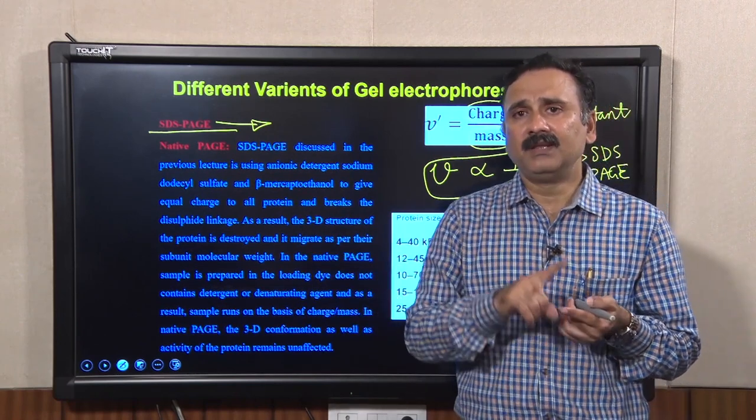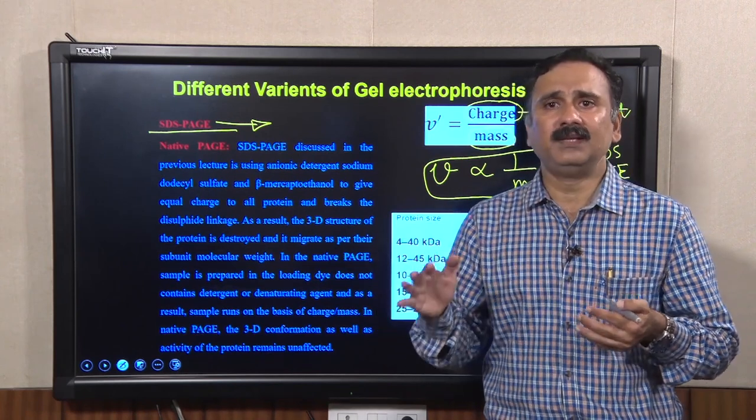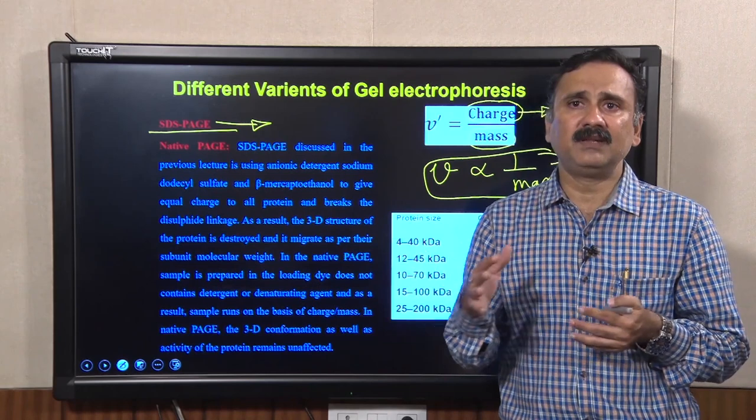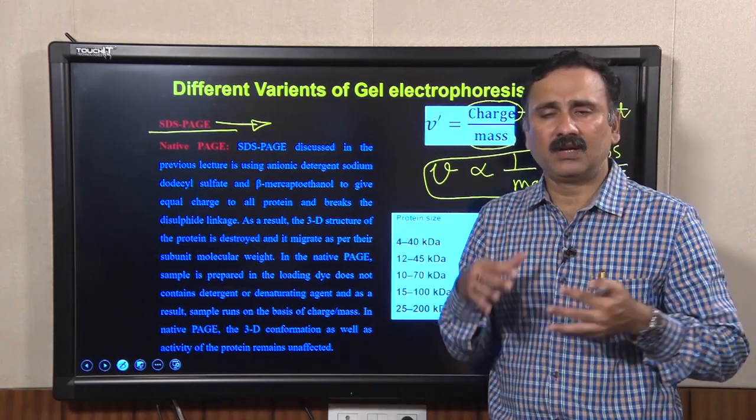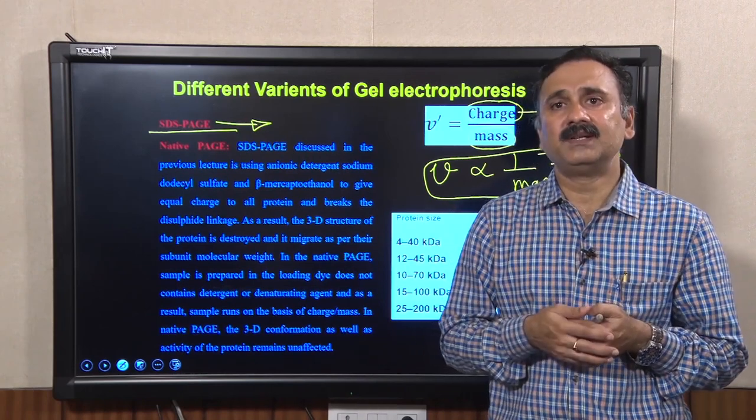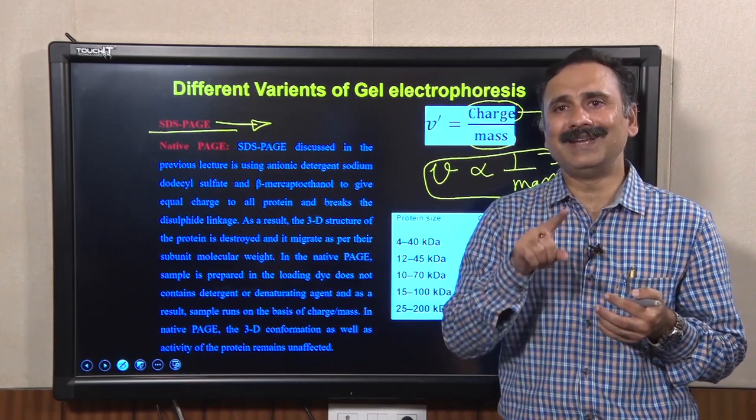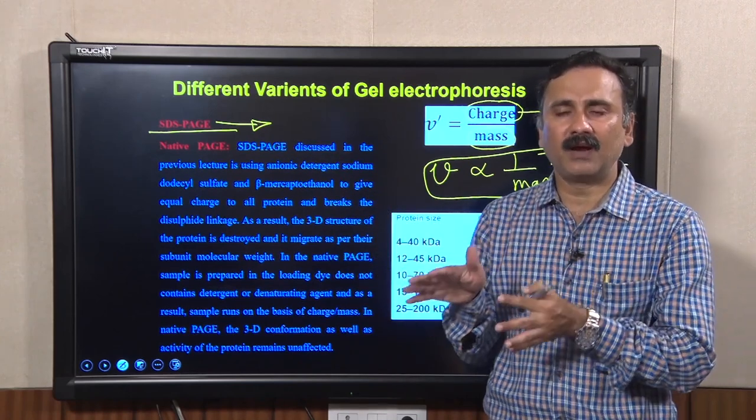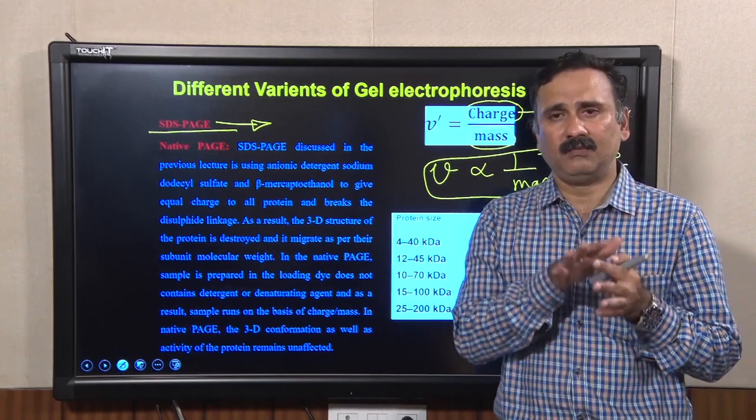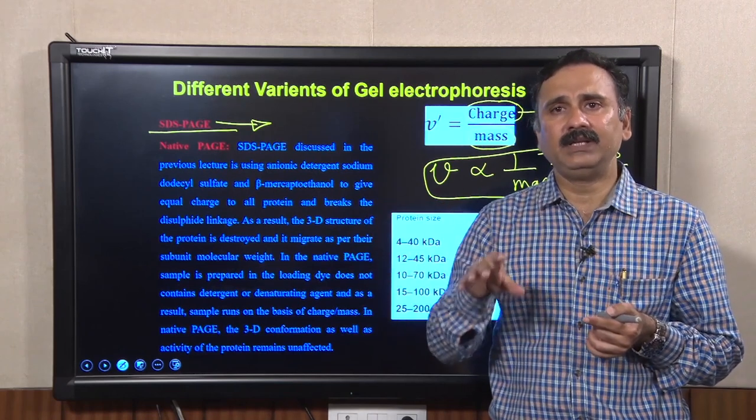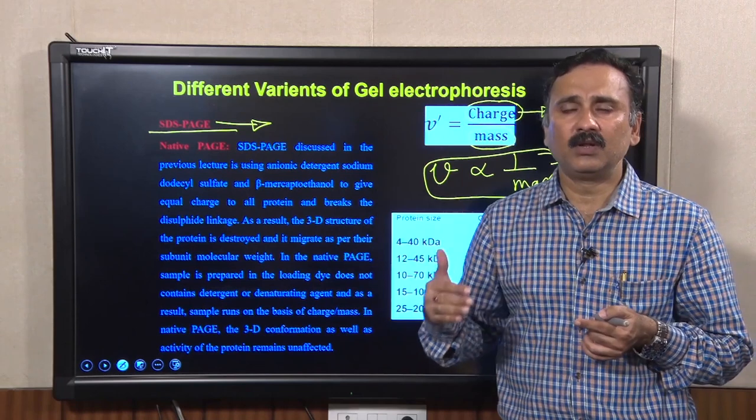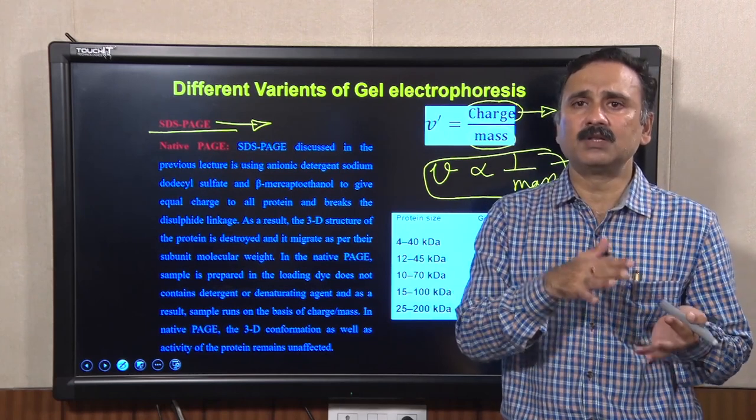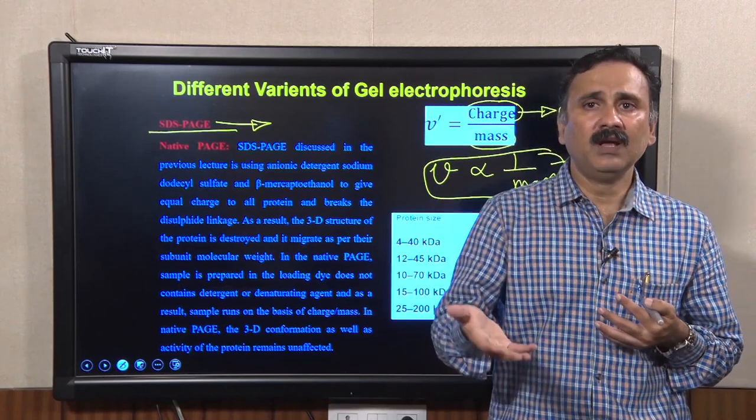In addition to that, since the SDS is a detergent, it also destroys the three-dimensional structure of the protein. And if the protein is present in an oligomeric status, which means a dimer, trimer, tetramer or any other higher oligomeric status, those higher oligomers are also going to be denatured with the help of the SDS. So in SDS, the proteins are going to run as monomers, and since they have equal charges, they are going to be resolved inversely to their molecular weight, which means the high molecular weight proteins are going to run slower and the lower molecular weight proteins are going to run faster.